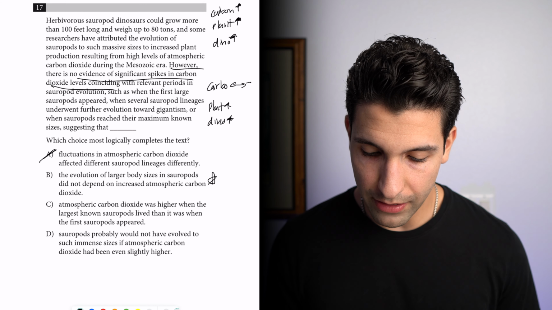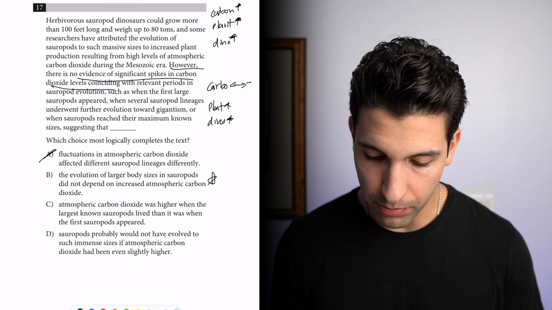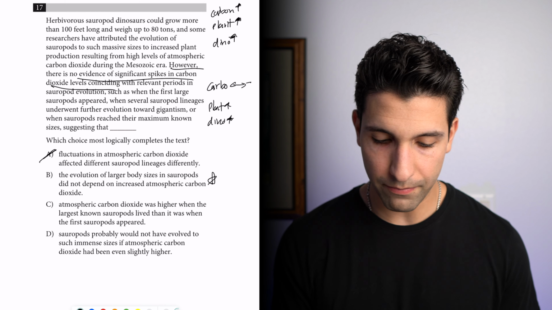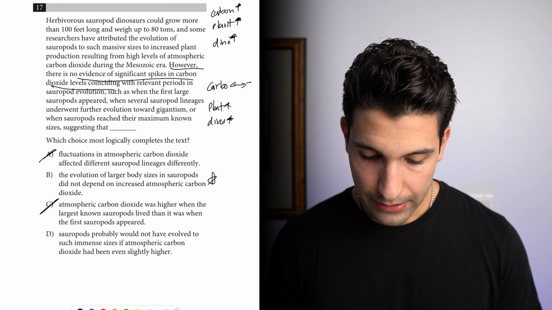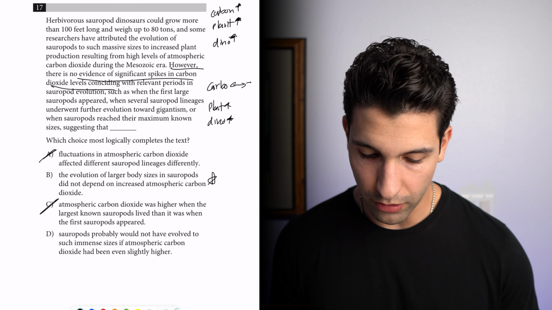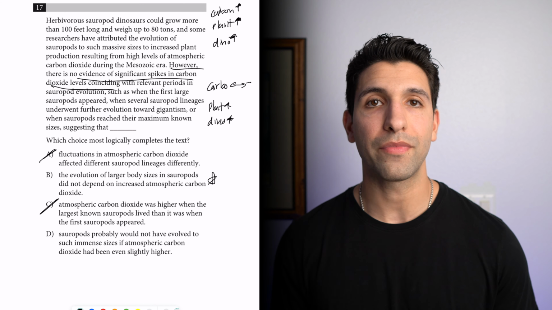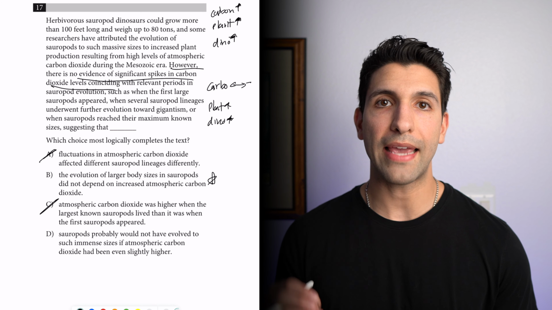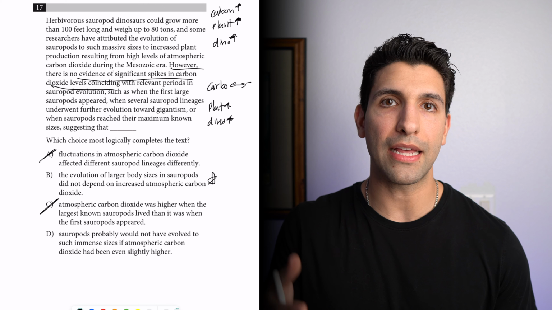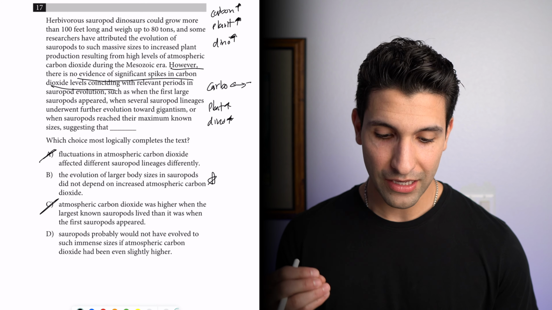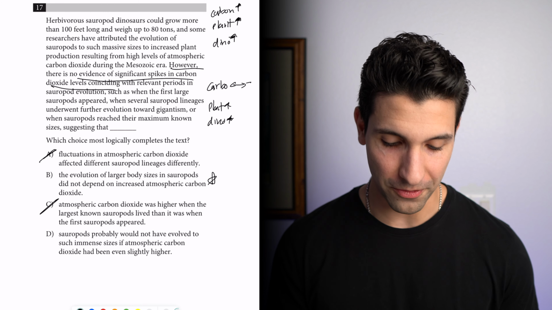C, atmospheric carbon dioxide was higher when the largest known sauropod lived than it was when the first sauropods appeared. Again, no evidence for that. D, sauropods probably would not have evolved to such immense sizes if atmospheric carbon dioxide had been even slightly higher. Again, no evidence of that in the passage. It doesn't even mention that. So we can't be putting words in the passage that don't exist. Remember, we have to be very literal with the digital SAT here. So in this case, B is the correct answer.